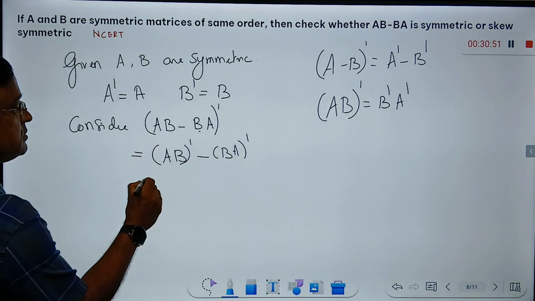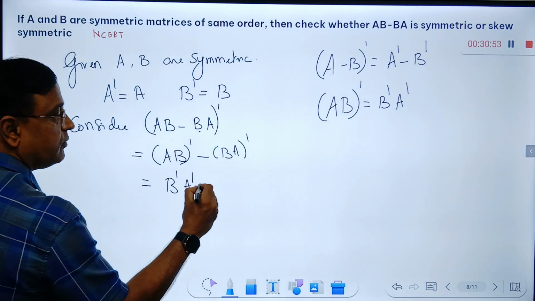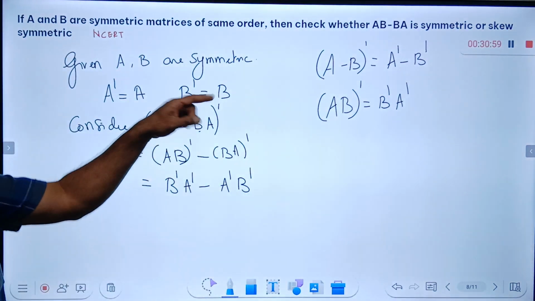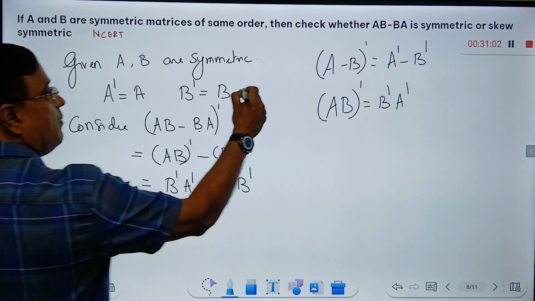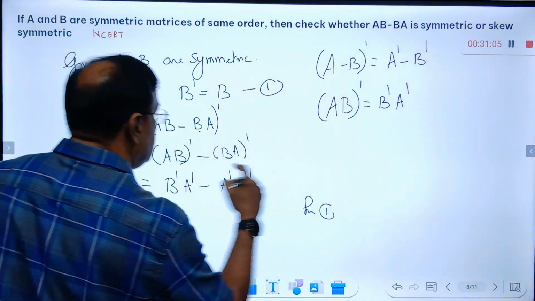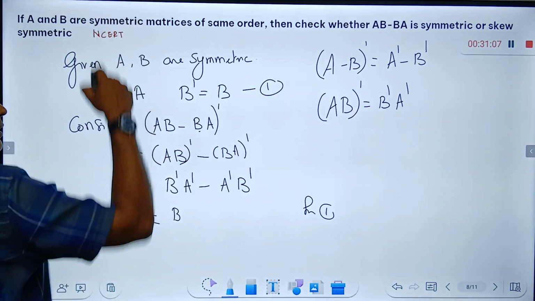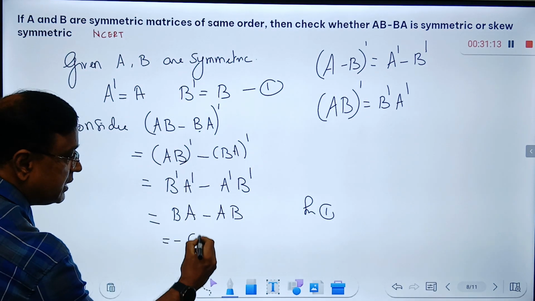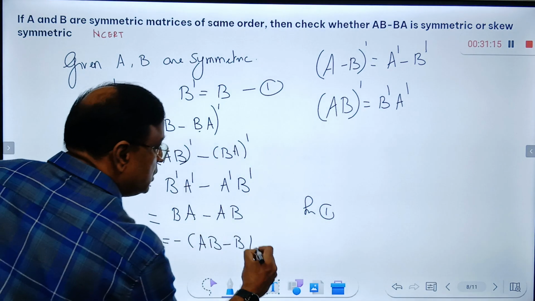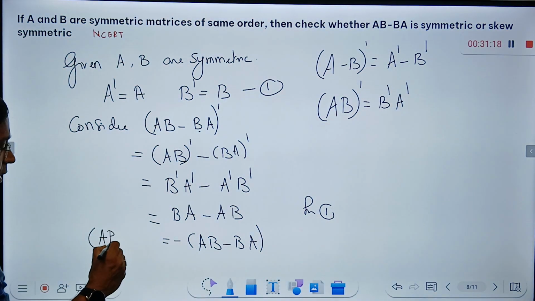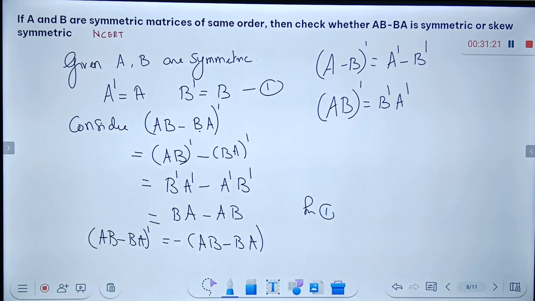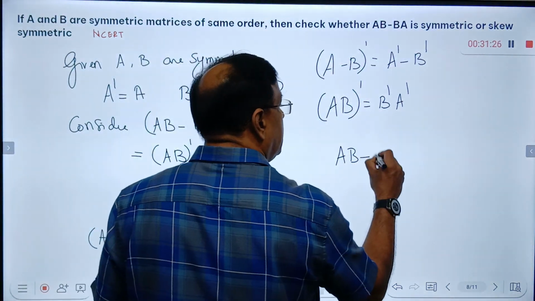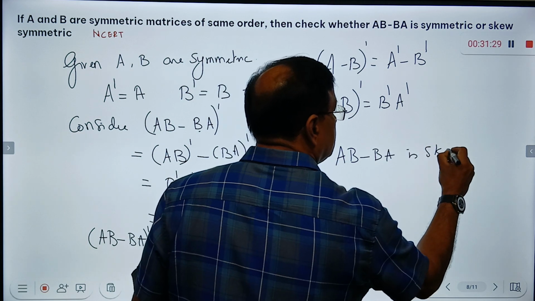So AB transpose is B transpose into A transpose. BA transpose is A transpose into B transpose, using that result. But you know, from 1, B transpose is B because it is symmetric, and A transpose is A, correct? Now here I take minus outside. What do you get? AB minus BA. So what have you proved? You have proved that AB minus BA whole transpose is minus of AB minus BA. That means you can conclude AB minus BA is skew symmetric.